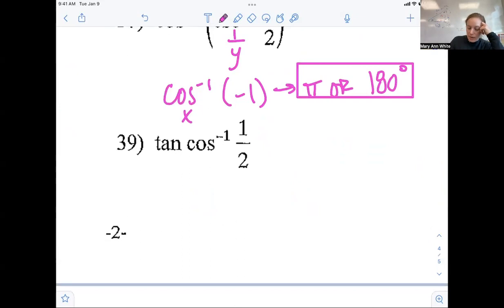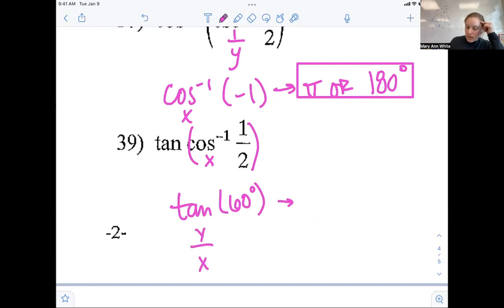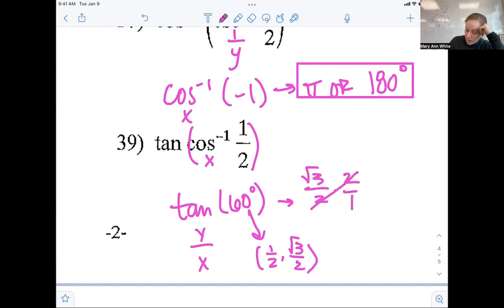And then last problem. So now I'm doing it backwards. I'm doing the cosecant first. I'm doing inverse cosecant of 1/2. So what angle has a cosecant or an x of 1/2? That's going to be 60. So now I want to do tan of 60. We know tan is y over x, and we know that the point at 60 is going to be 1/2 comma root 3 over 2. So root 3 over 2 divided by 1/2, or times 2, is just going to be root 3.